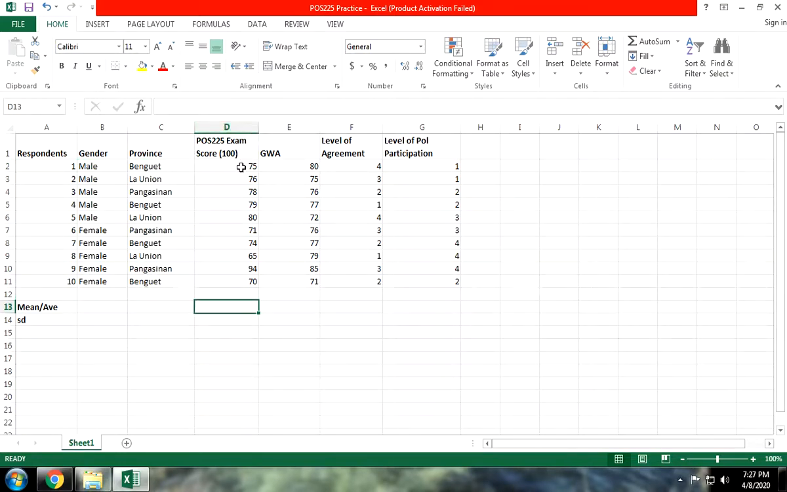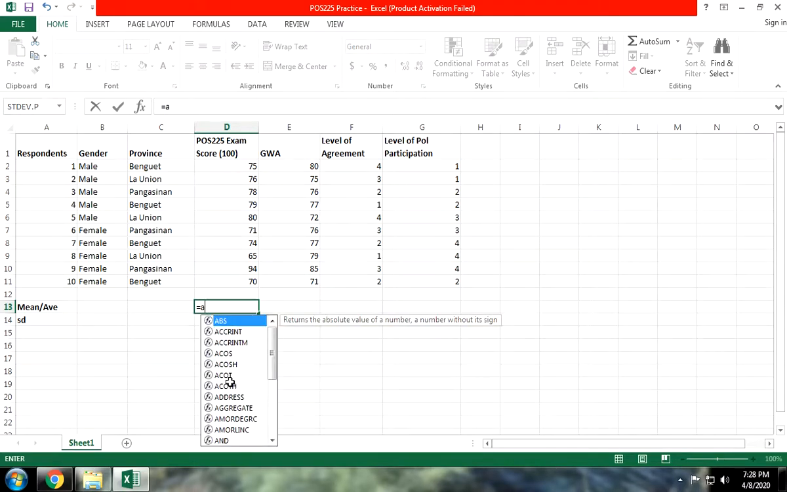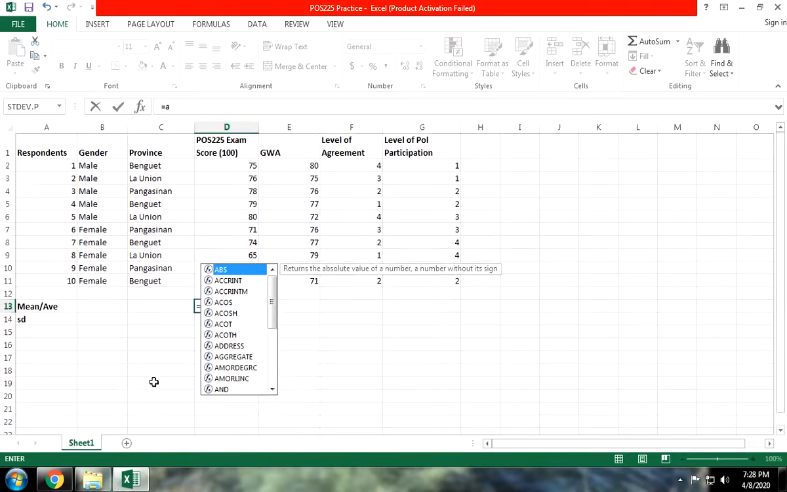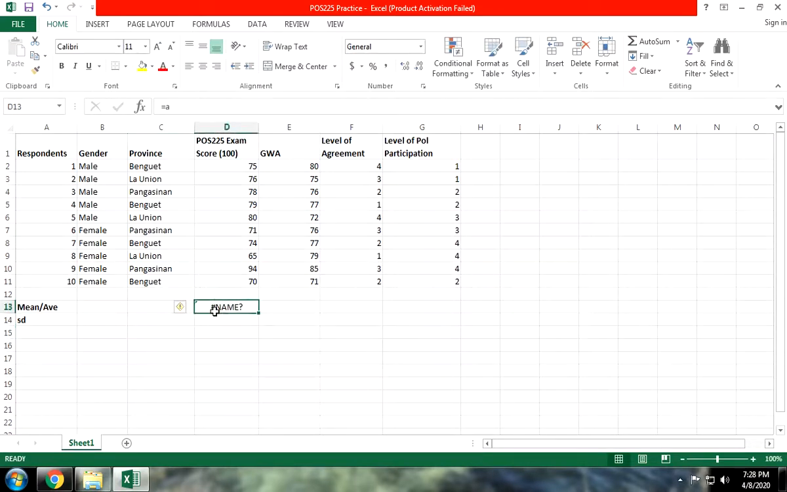Say we want to know the average of the exam scores of the 10 respondents. That is easy. This is just the basics. Always remember that when we want to use mathematical functions in Excel, we always start with an equal sign. There are many functions. This is very useful, not just in statistics; we can also use it for management or taxation, especially anything that has to do with math.